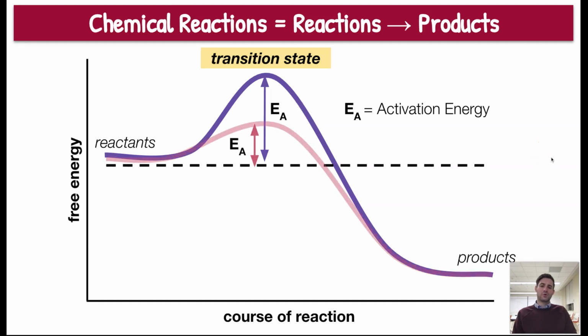The rate of a chemical reaction is inversely related to the height of the energy barrier. The higher the energy barrier, the slower the reaction. And the lower the barrier, the faster the reaction. Enzymes, therefore, accelerate chemical reactions by reducing the activation energy of the reaction.